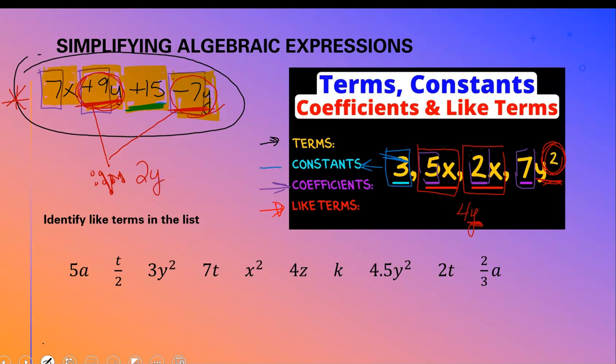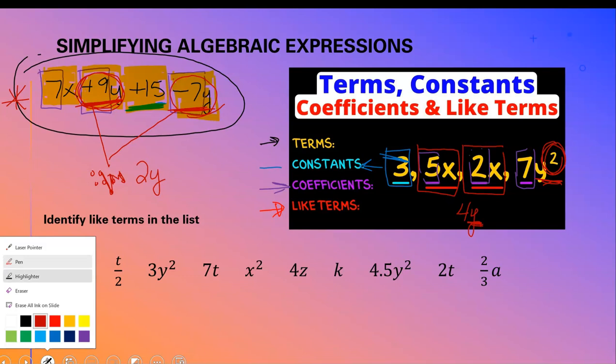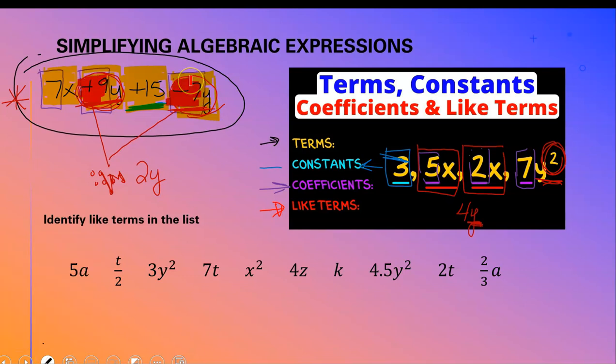So 2 y's. When we find like terms, we take the coefficient and we're just putting those together. So 9 minus 7, because that's a negative 7. So a positive 9 and a negative 7. Put those together, we get 2 as our final result. And that's how you combine like terms.